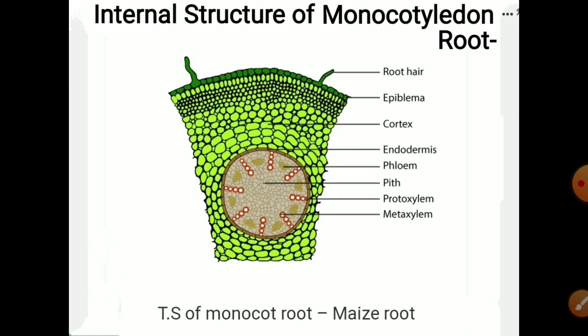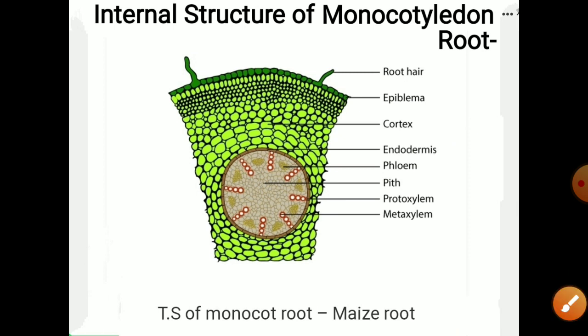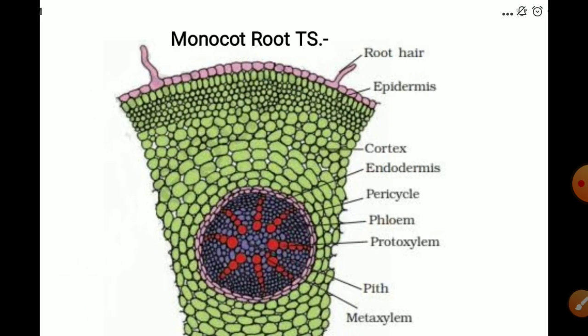So this is one more view of the monocot root showing the same internal composition. But this particular figure shows the endodermis, and below the endodermis there should be one layer of cells composing the pericycle, which is not seen in this figure. So this is a correction which should be made. Below the endodermis there should be the pericycle over here. So this is all about the internal structure of the monocot root.